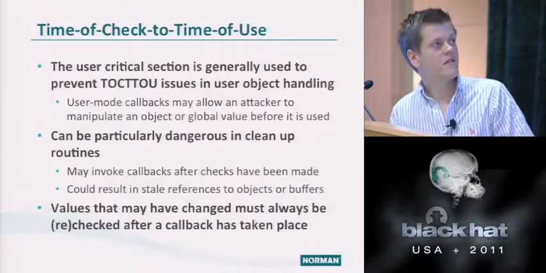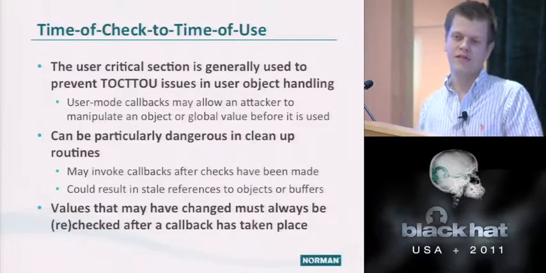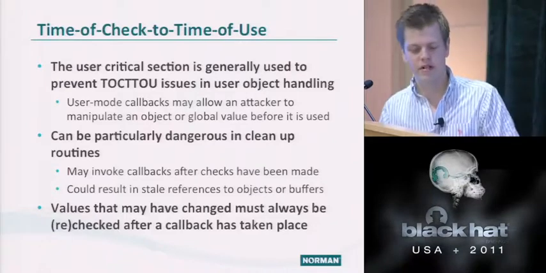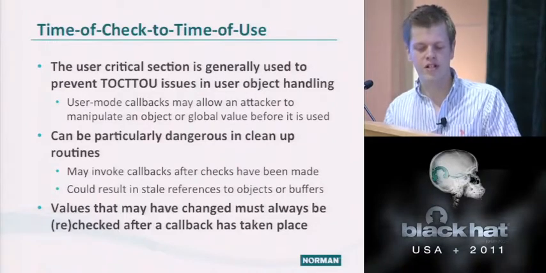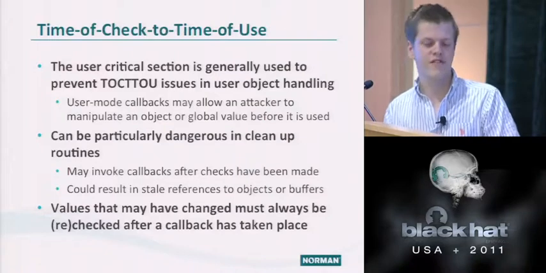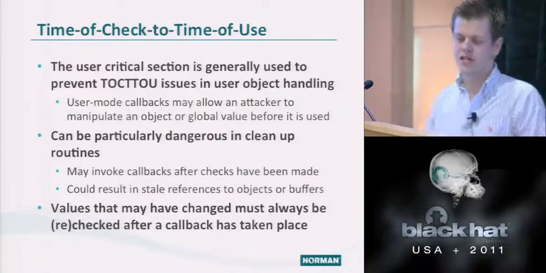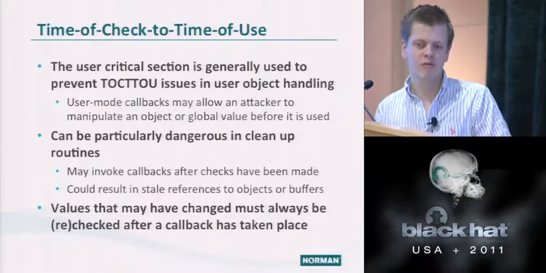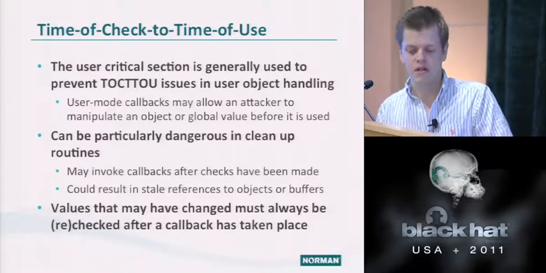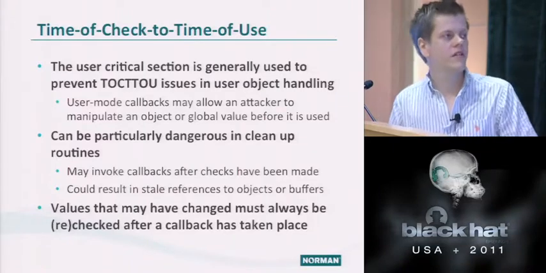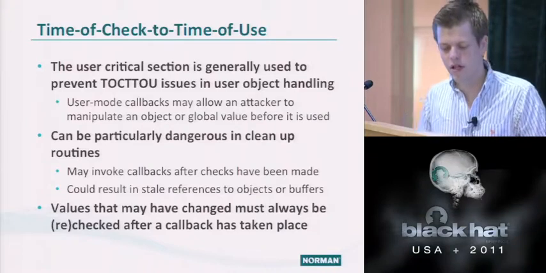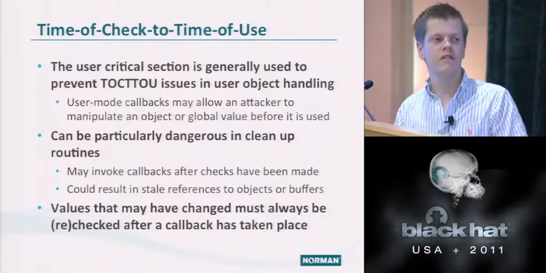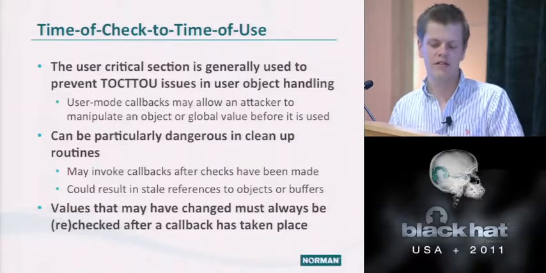This is also one of the classes, time of check to time of use. It's similar to what we already talked about, but when you leave a critical section, the critical section itself is essentially used to prevent these issues. So when you leave the critical section and invoke a callback, you have to recheck that the values are still the same. And this can be particularly dangerous in cleanup routines. You could potentially invoke callbacks after something has been cleaned up, and then reinsert it. And this could end up in stale references to objects or buffers.